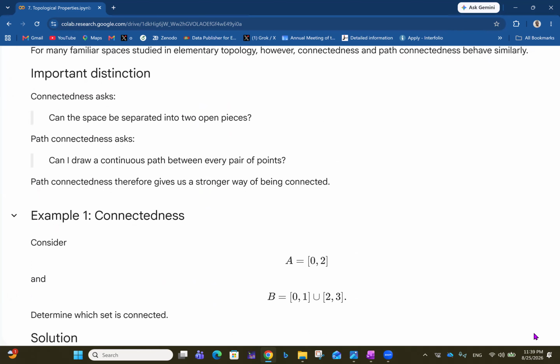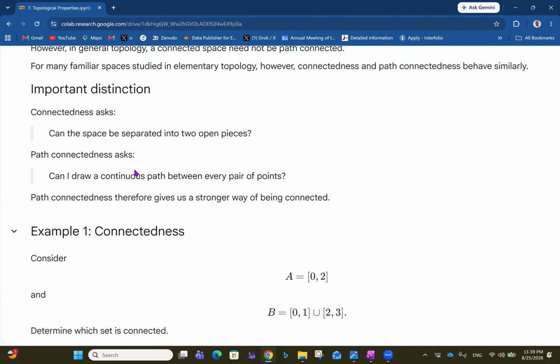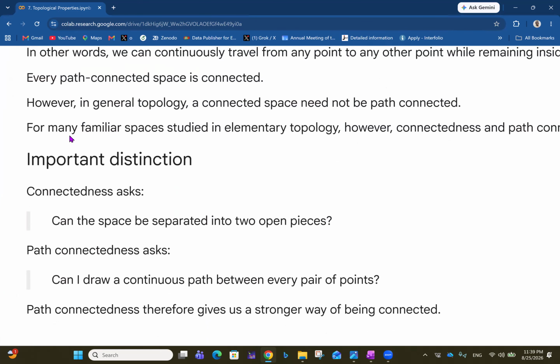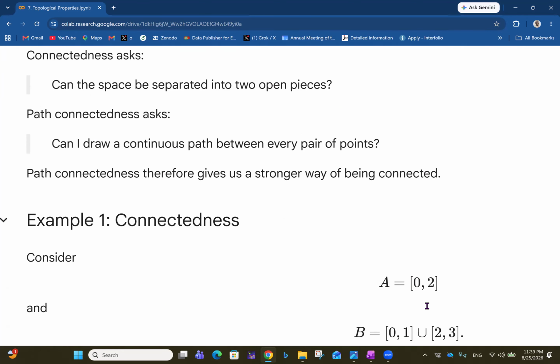Important distinction, they're talking about connectedness. Can the space be separated into two pieces? That's what connectedness asks. But path connectedness asks, can I draw a continuous path between every pair of points? So any two points you pick in the space, you can always join them together like that. In that case, you say it is path connected. So path connectedness therefore gives us a stronger way of being connected.